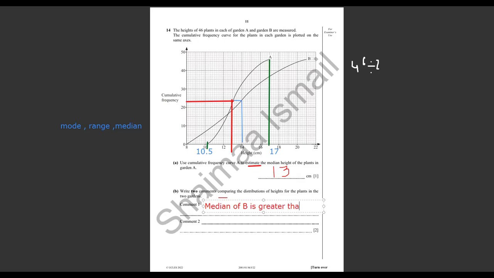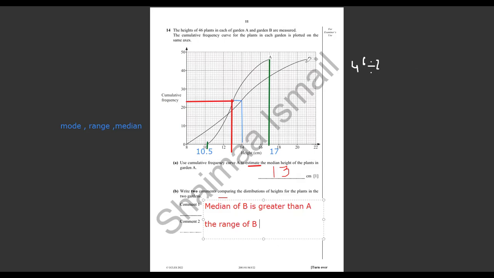Greater than A. You need a comparison. When he says compare, you need a comparison. So we can keep this as the first comparison, and the second comparison here, we can say the range. The range of B here, we can calculate.